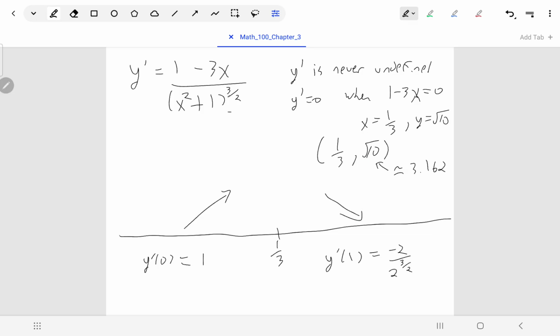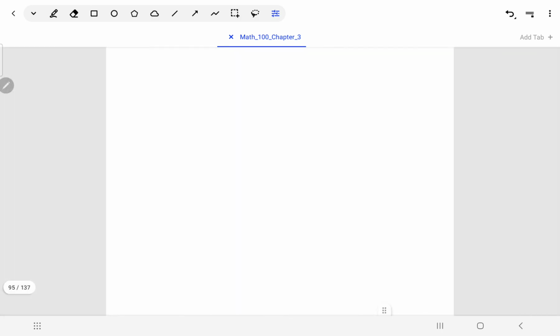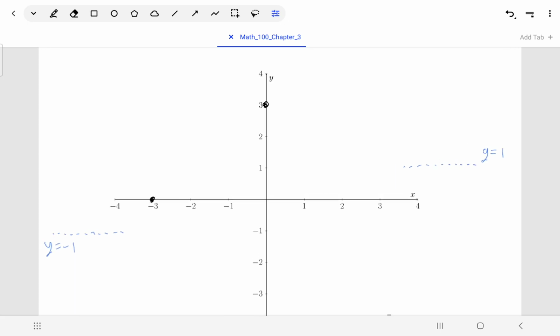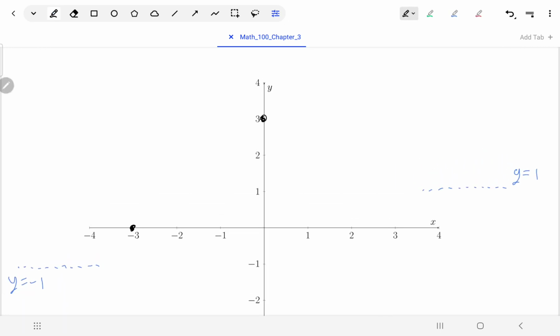So 1/3 is a point on our graph. It's a point where we have a derivative of 0. We increase before it and decrease after it. So that means that we have a maximum at 1/3, square root of 10. So I guess I'm going to start plotting that on my graph. So 1/3, square root of 10 is going to be a max. Square root of 10 is like 3.1, so just a little bit above my y-intercept.